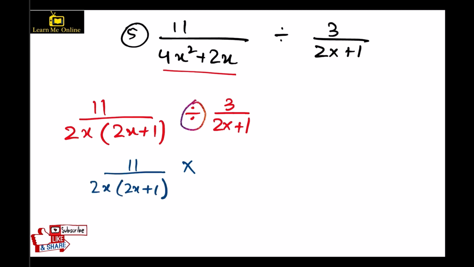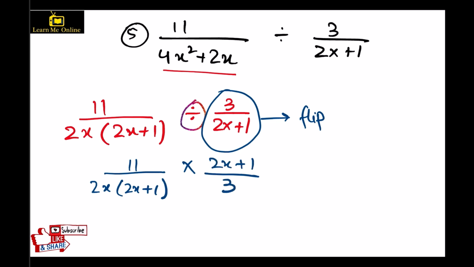And whenever we change the divide sign into the multiply, we flip the second fraction. So whatever the second fraction written, we're going to flip it. And that would be written as 2x plus 1 over 3. Now, this is the step of simplification. So any terms you see on the top and the bottom is the same, then we can simplify them.